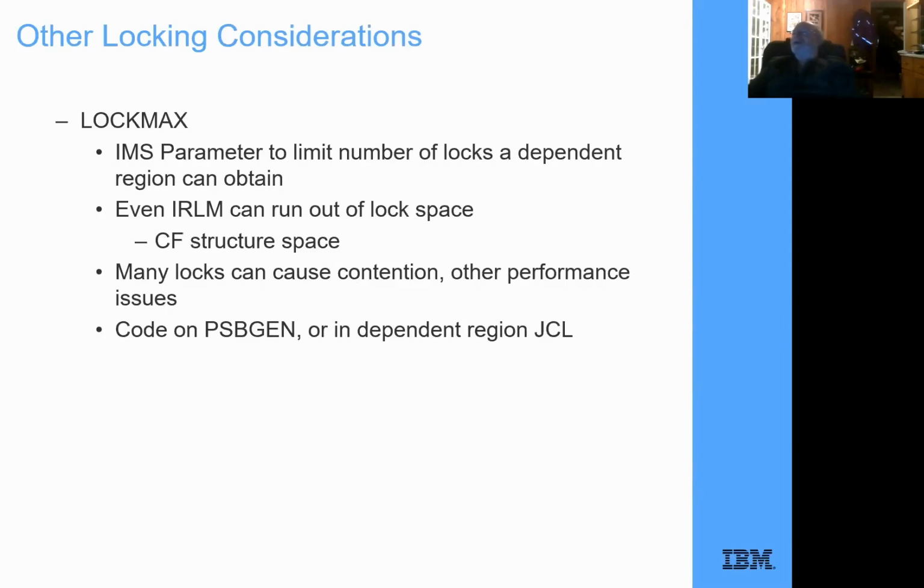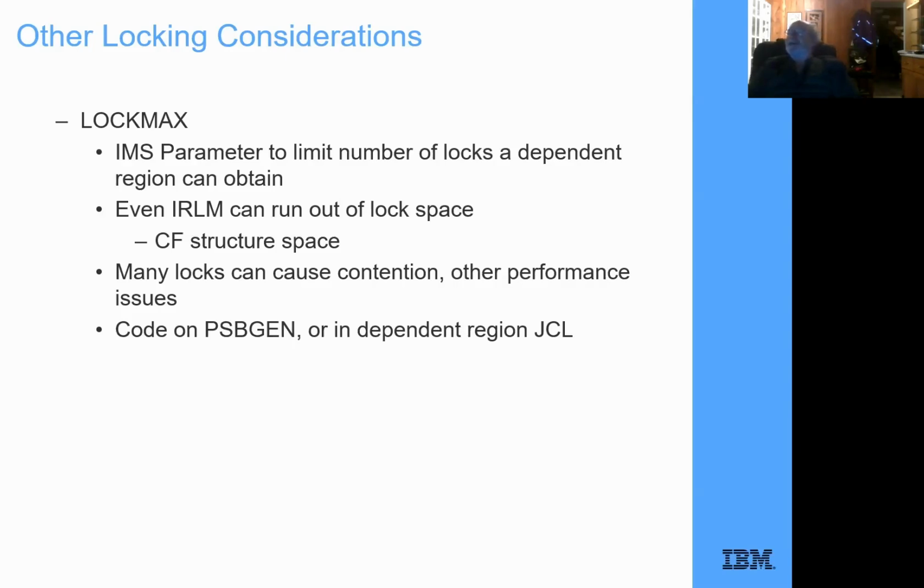So, other locking considerations. LOCKMAX, that's an IMS parameter to limit the number of locks a dependent region can obtain. Even IRLM and 64-bit storage can run out of space, right? And it can certainly run out of coupling facility structure space, probably before it runs out of 64-bit storage. And even if you don't run out of storage, having too many locks can cause contention, running long lock chains can cause performance problems, etc.